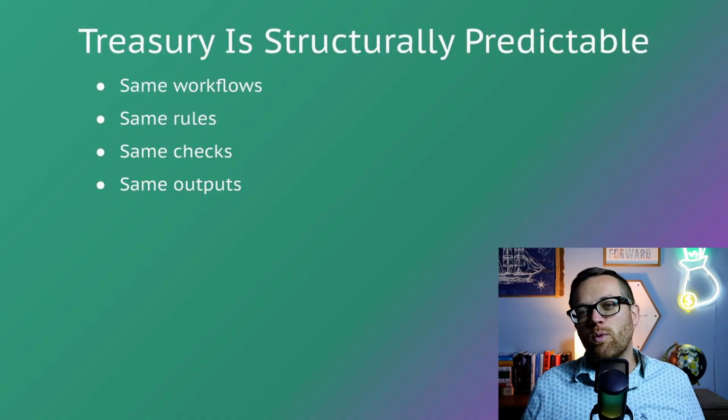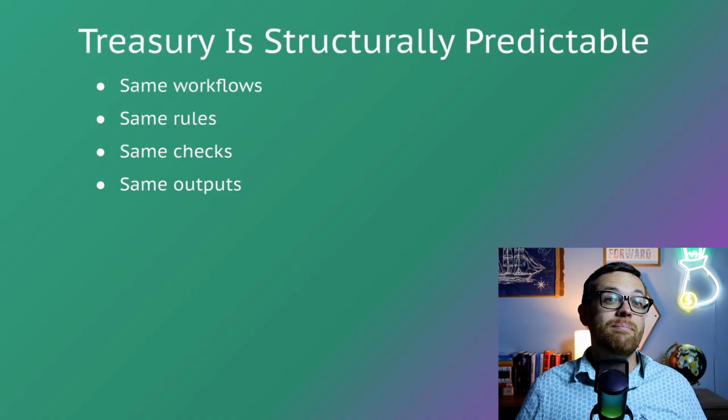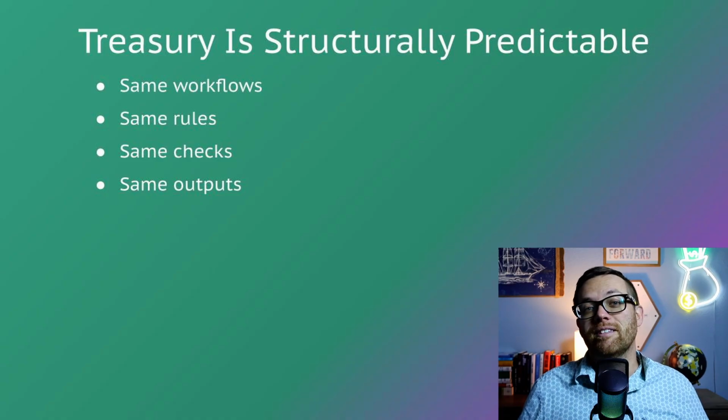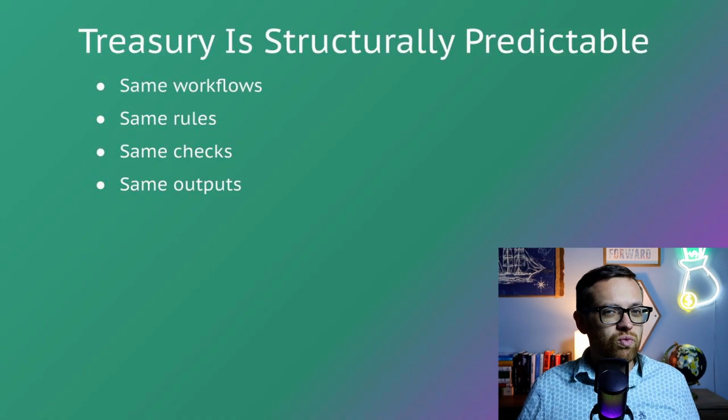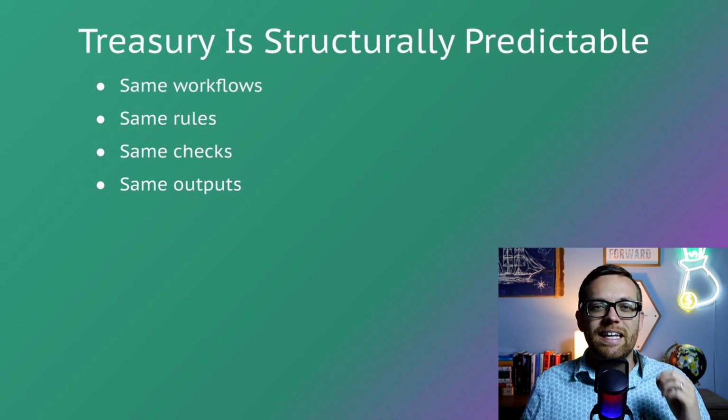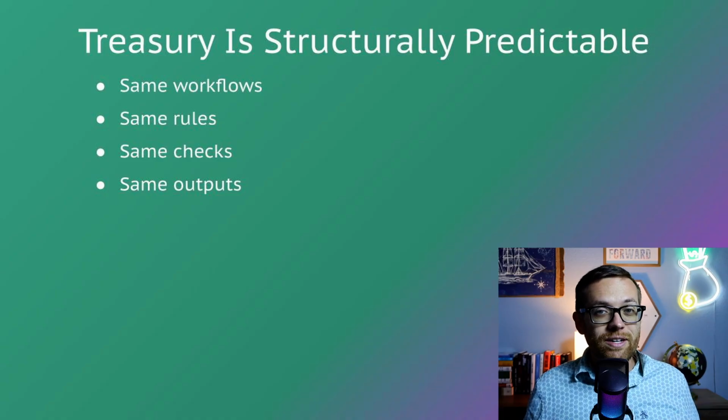Think about your daily liquidity process. You look at the same bank accounts. You consolidate balances the same way. You apply the same thresholds. And you send roughly the same output every day. And that predictability is exactly what makes Treasury automation possible. Automation doesn't require perfection. What it requires is patterns.